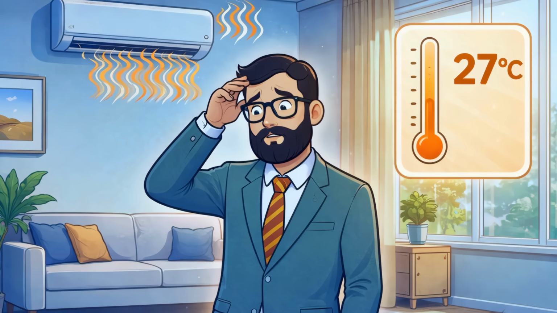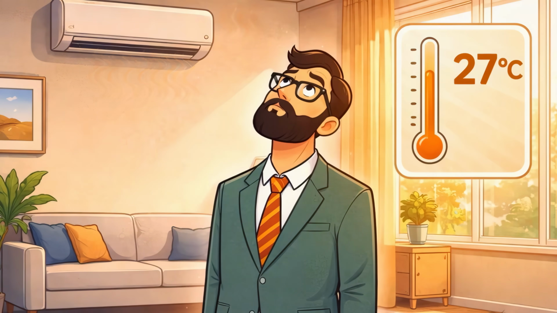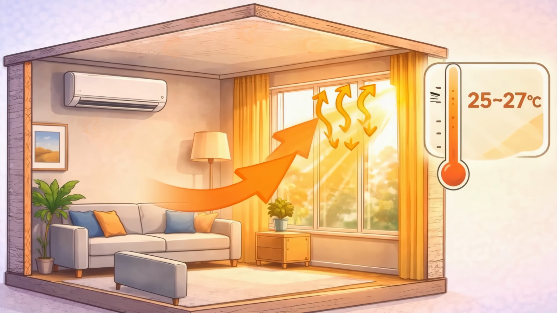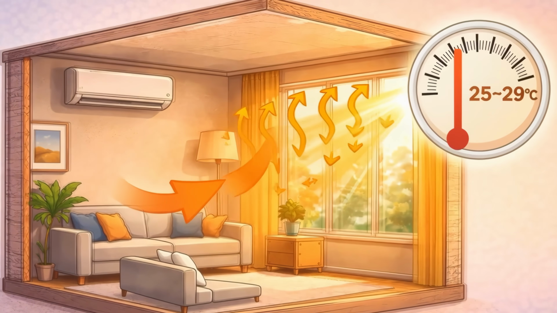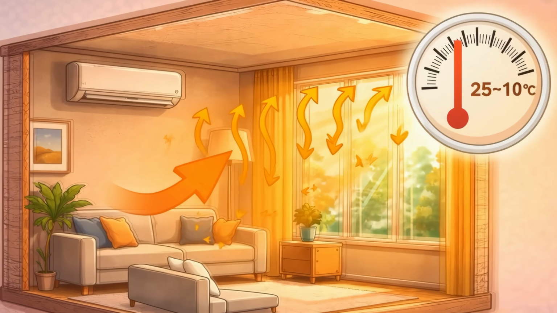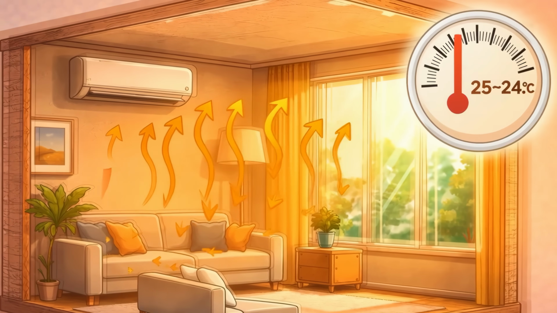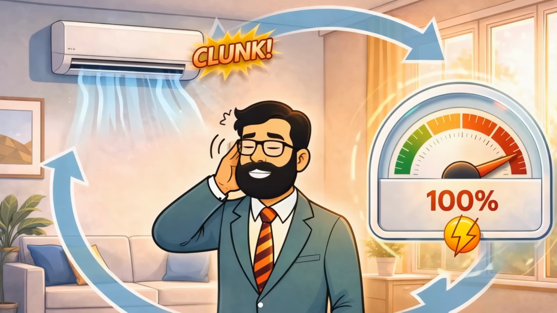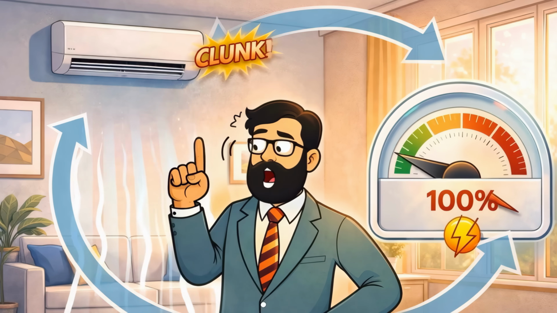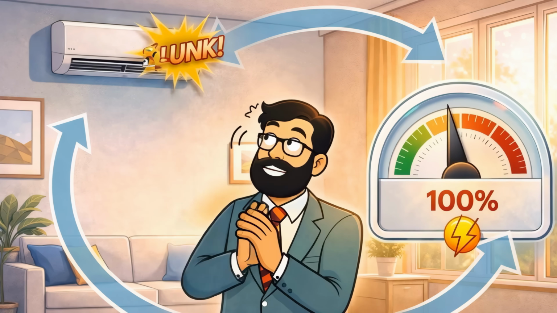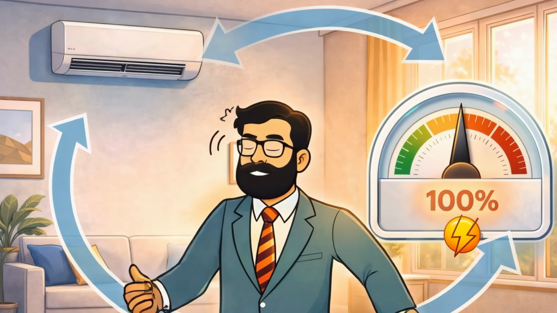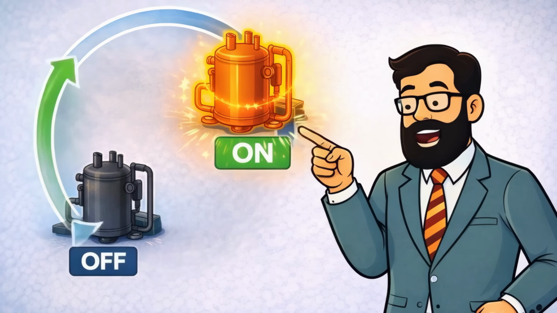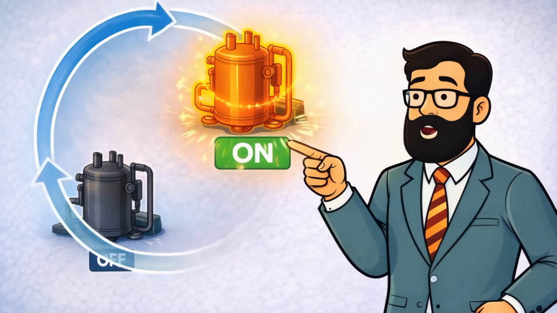Now, here's where the problem starts. The moment that compressor stops, the room begins to warm up again. The insulation in your walls is imperfect. The window lets in a bit of heat. Within 10 or 15 minutes, the room is at 25 or 26 degrees. The thermostat clicks. Clunk. The compressor screams back to life at 100% power again. This start-stop cycle is the fundamental flaw of the non-inverter.